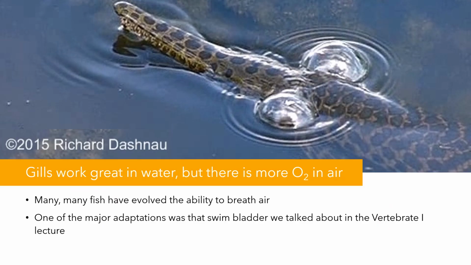All right, so gills work great. We already established this. They work really well in water. There's plenty more oxygen in air. It should not surprise you then that many fish have evolved the ability to breathe air. Here's a gar, a type of fish, breathing, right? You can see it bubbling up this air, and it'll suck in more air once it pumps that out.